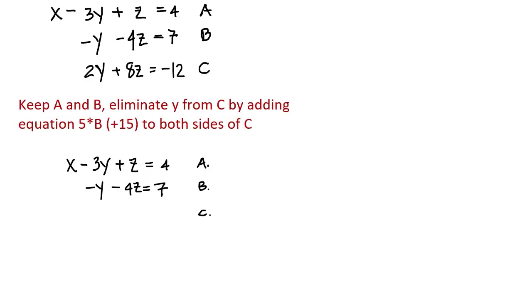To get triangular form, I need to eliminate the y term from c. So if I take 2 times the b equation, I'll get negative 2y minus 8z equals 14. I'm effectively going to add 14 to both sides of c. So negative 2y plus 2y is 0, and negative 8z plus 8z is 0, and then I have 14 minus 12, so that's c. So I do have triangular form, but I have a false statement.